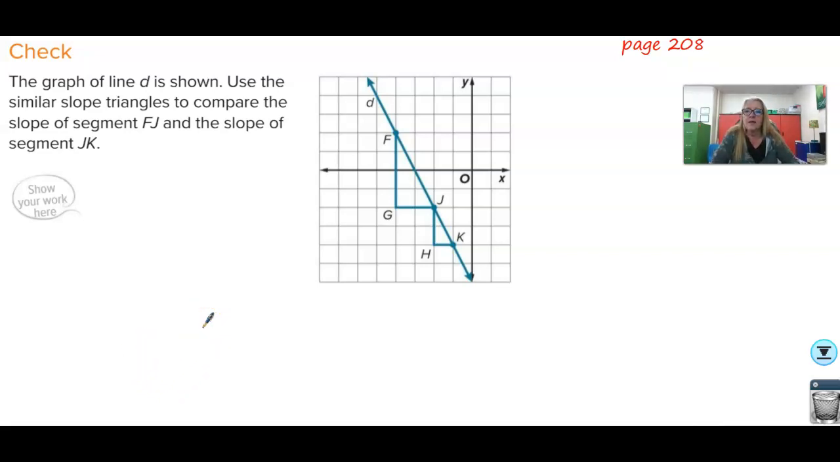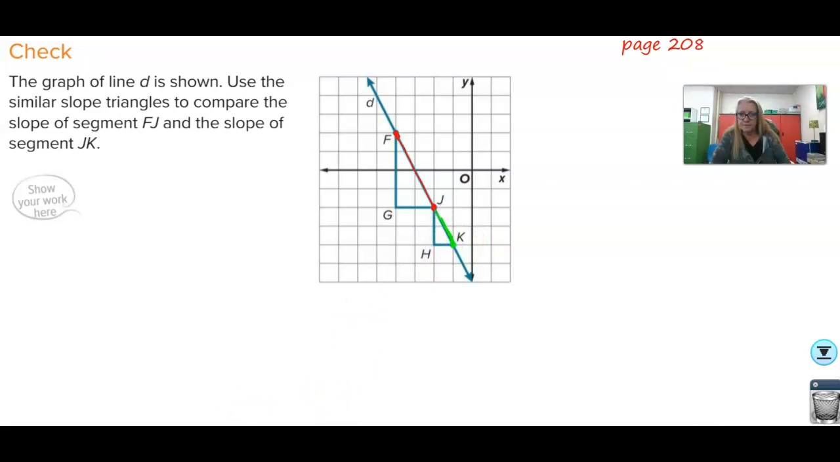The graph of line D is shown. Use the similar slope triangles to compare the slope of segment FJ and the slope of segment JK. Okay, so they want the slope of FJ. That's this one right here. And they want us to compare that to the slope of JK, which is this one right here, right?